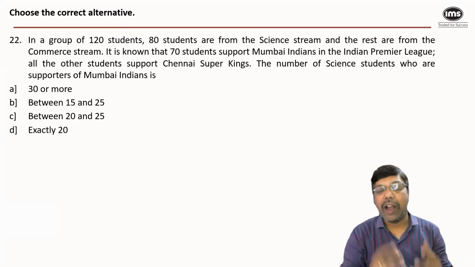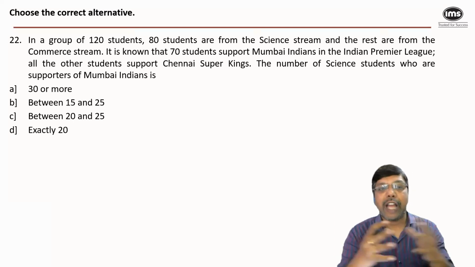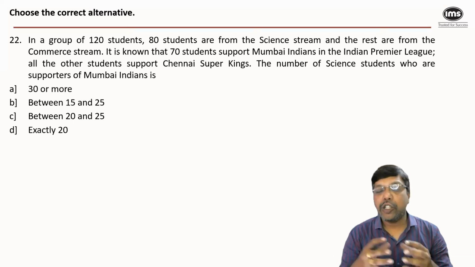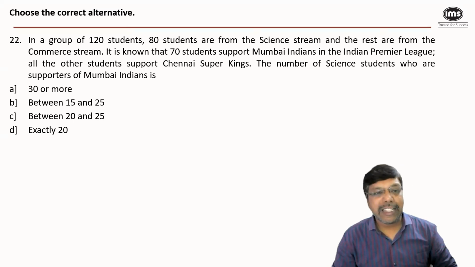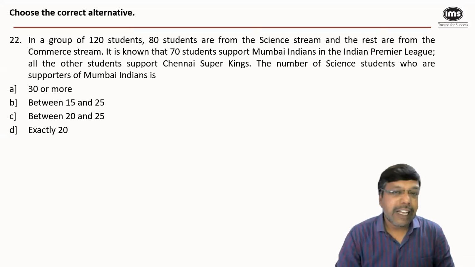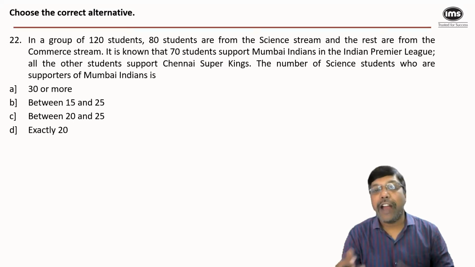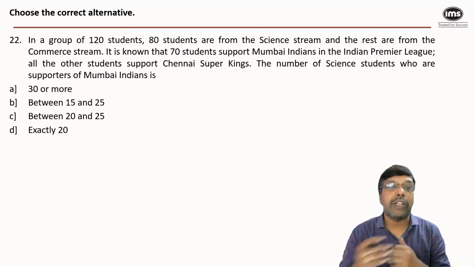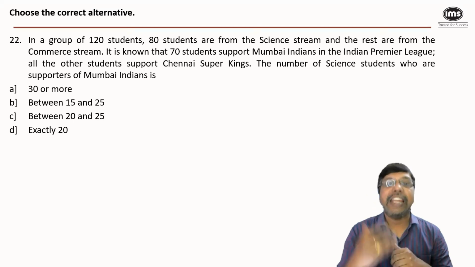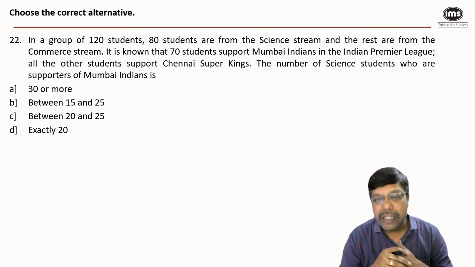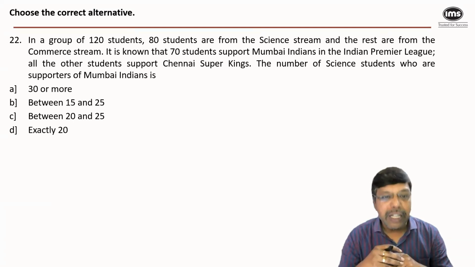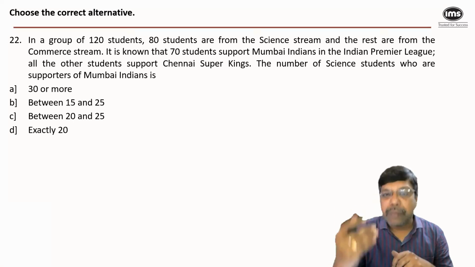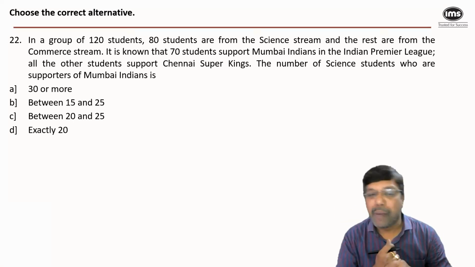In a group of 120 students, 80 like science and the rest are from commerce. And it is known that 70 out of 120 students support Mumbai Indians team and the others support Chennai Super Kings. We need to find the number of science students who are supporters of Mumbai Indians. Now, if you look at the answer options, we are trying to find the range of this number of students who are from science stream and support Mumbai Indians.